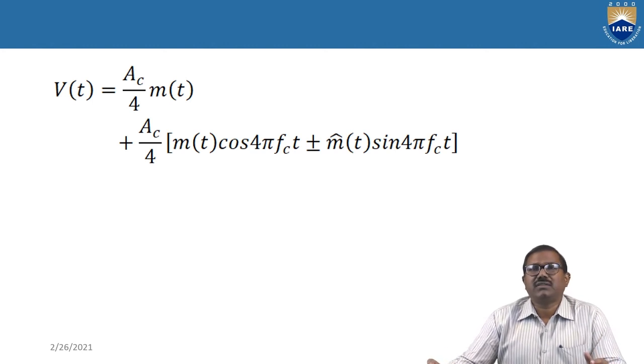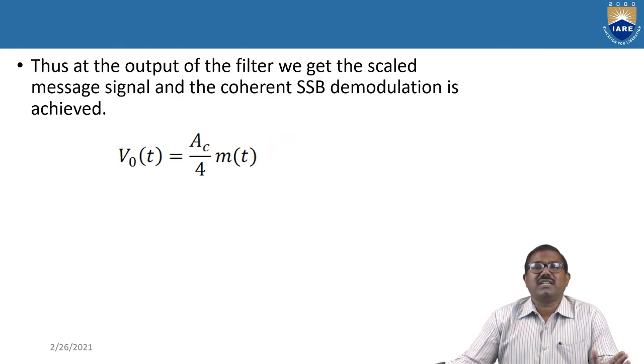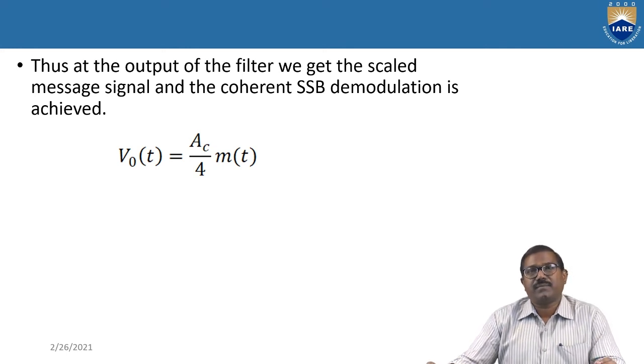Here the terms containing 4 pi fct, in both the cos and sine, are the high frequency components. These high frequency components cannot flow through the LPF. Why? The LPF allows only low frequency signals and attenuates high frequency components. So once the two high frequency components are eliminated, you get V of t equal to Ac by 4 m of t. So our output is directly proportional to m of t. What is m of t? m of t is the message signal. Our aim is to extract this message signal from the modulated SSB signal. So this is how.